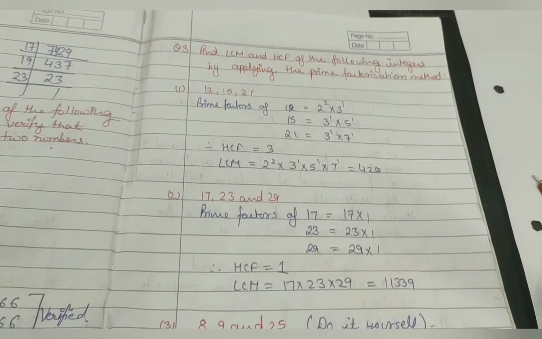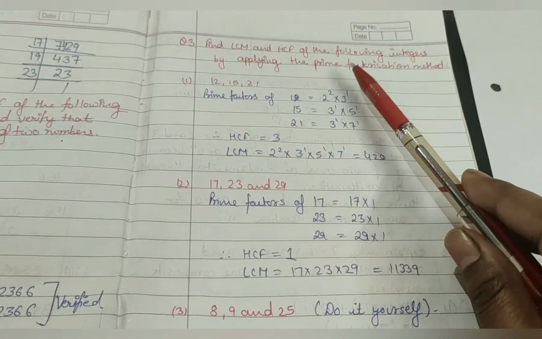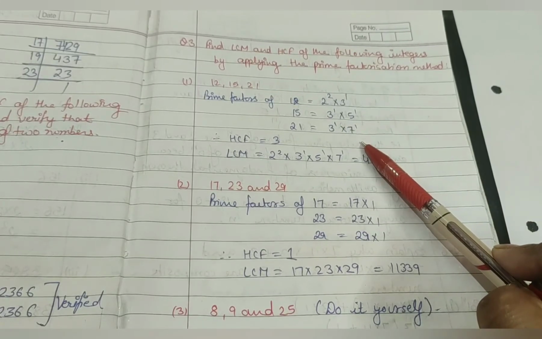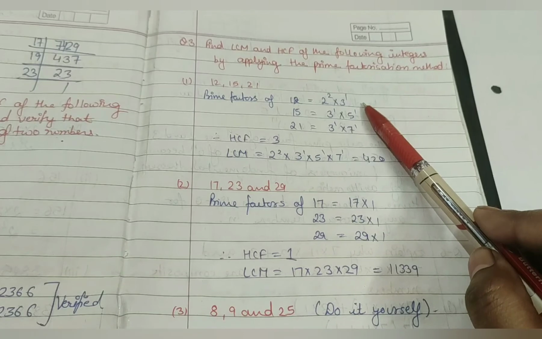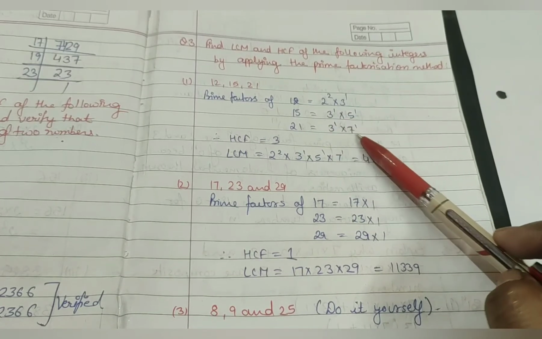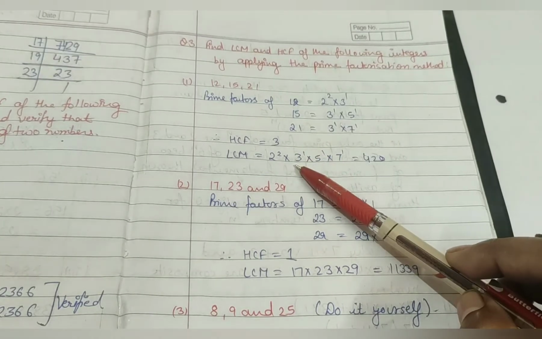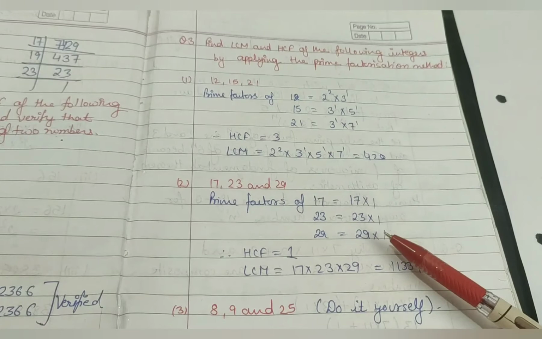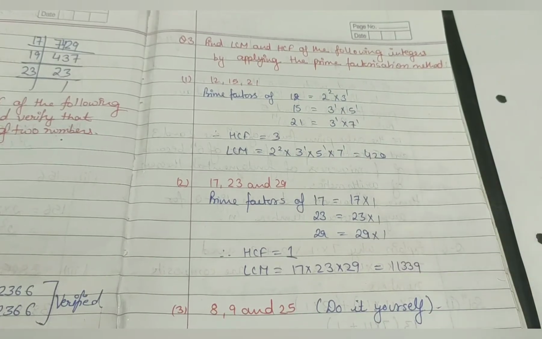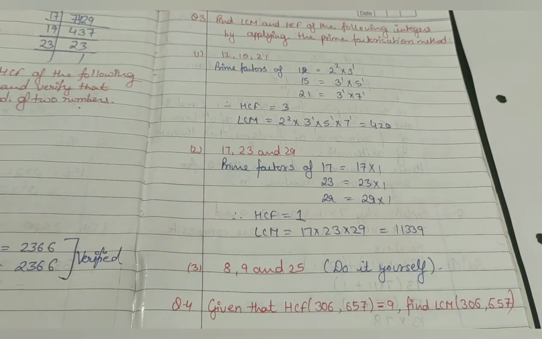Now see the second question. Find LCM and HCF of the following integers by applying prime factorization. So method is almost same. So you can observe and you can try it. Here 12 factors, 2 square into 3. 15 factors, 3 into 5. 21 factors, 3 into 7. So you can observe here HCF and here LCM. How to find. Same way another numbers we have 17, 23, 29. So please observe, and third part you can try it by your own. That is 9, 8 and 25.